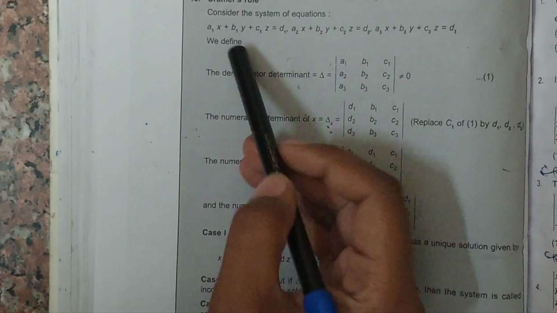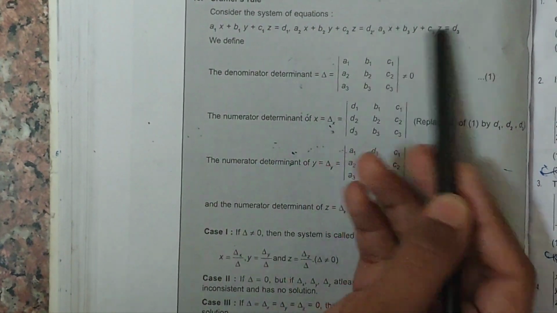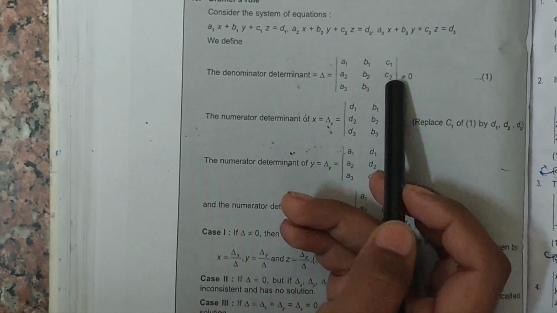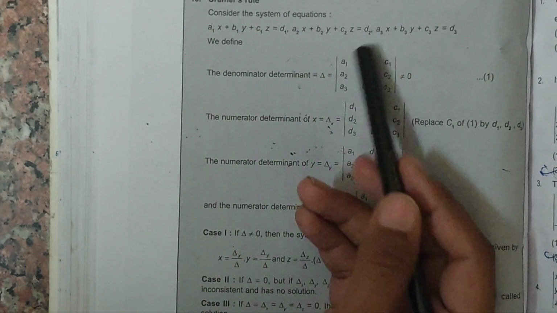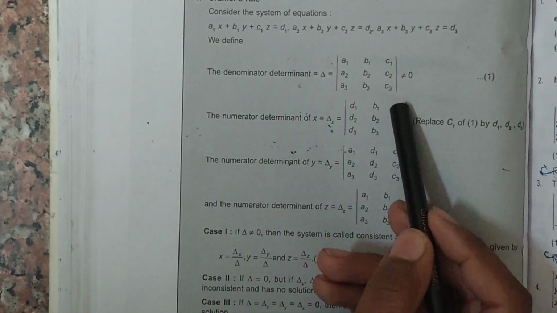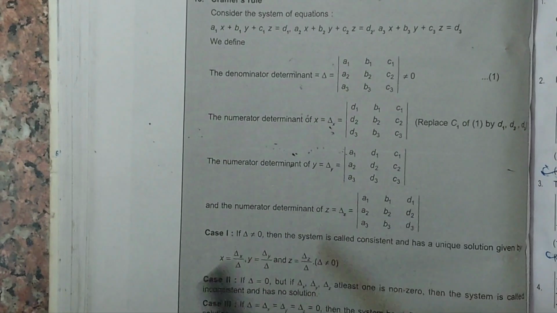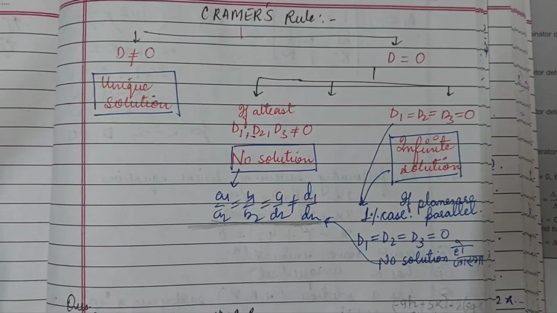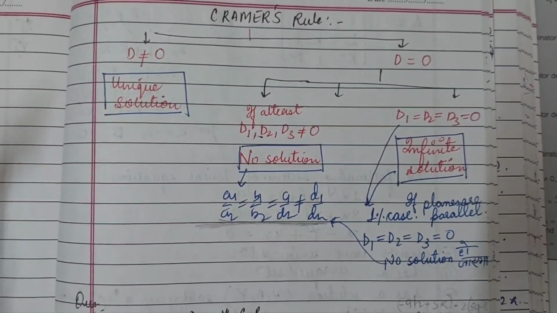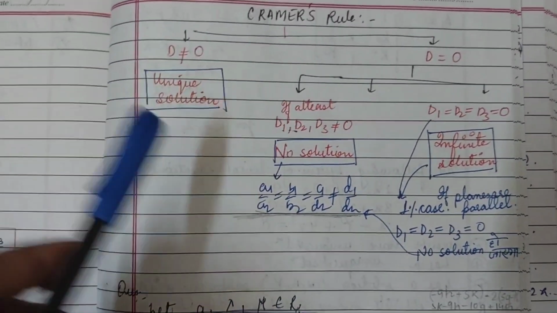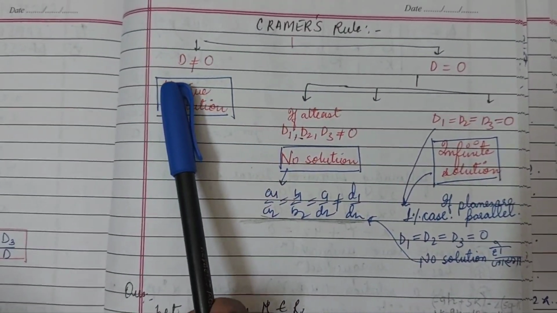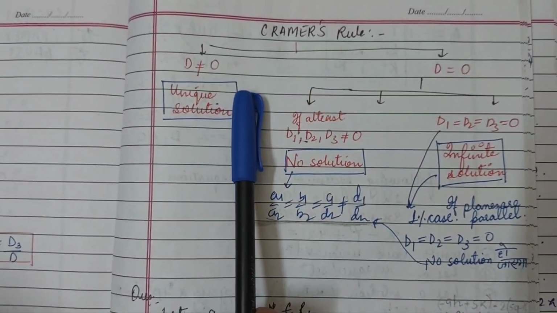In Cramer's rule we have one equation, two equations, three equations. The denominator determinant is never equal to 0. In this case, the numerator determinant is this, and the numerator determinant of y is this. Cramer's rule is very easy since I've made a table for you. I hope you will understand. In Cramer's rule, you find the value of d first. You know how to find the value of d.